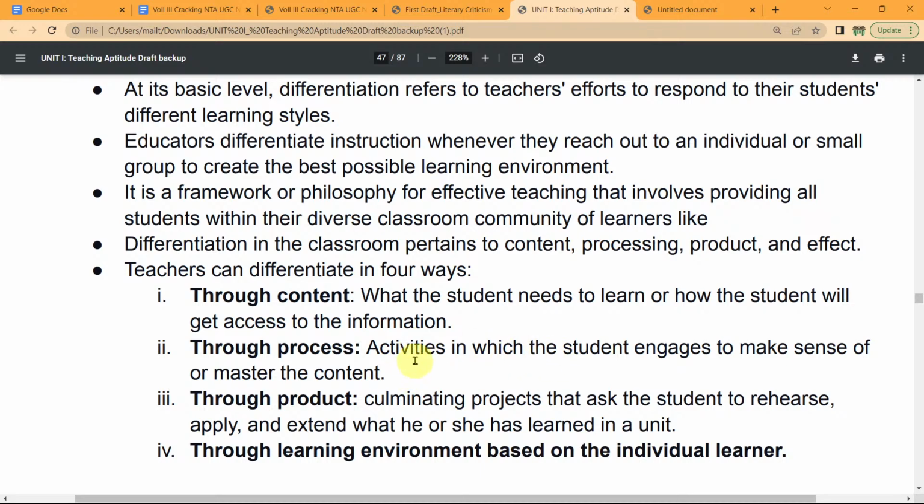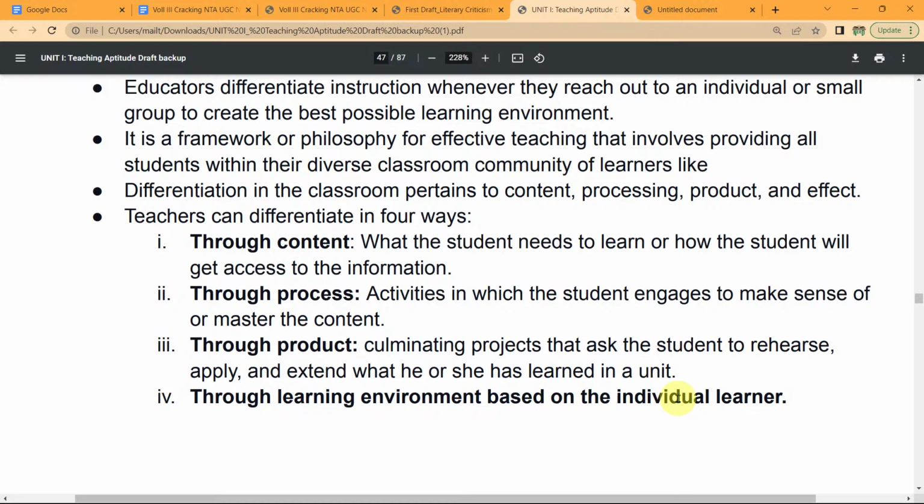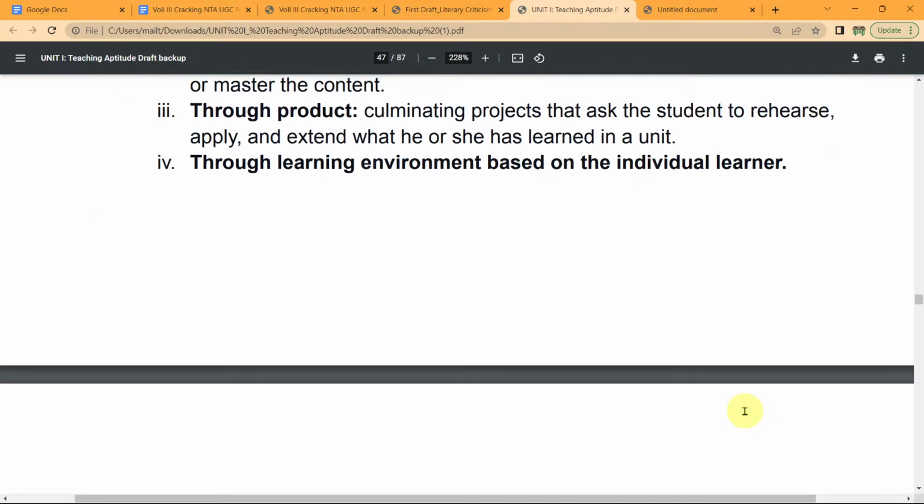Through process, of course, as we know, teaching is an active process, and in differentiated learning, these are activities in which the student engages to make sense of or master the content. Got it? Through product is like a project that asks the student to rehearse, apply, and extend what he or she has learned in a unit. We're just moving quickly because we need to get it done with this unit so we can start solving mock tests and PYQs based on teaching aptitude. Got it? Through learning environment based on the individual learner.